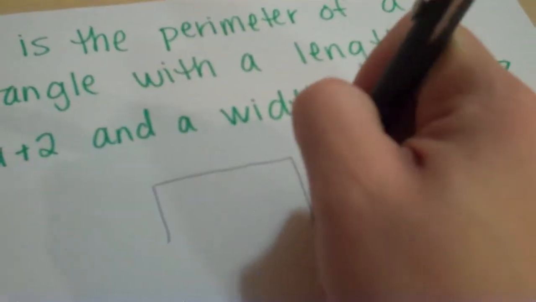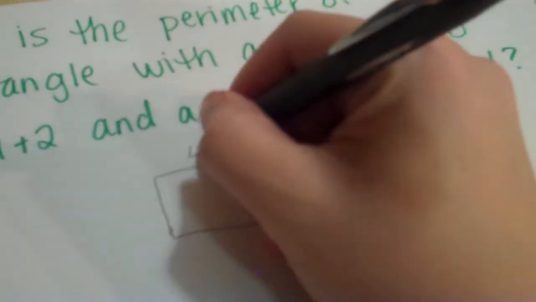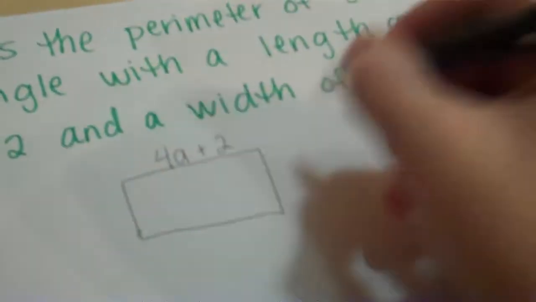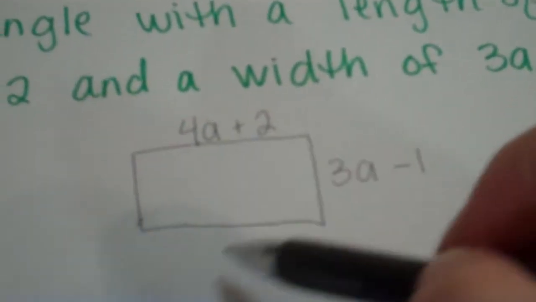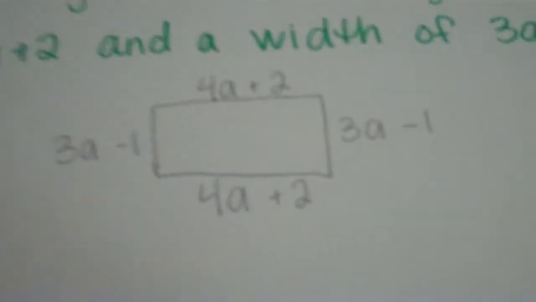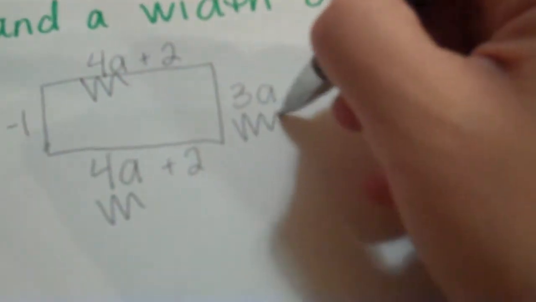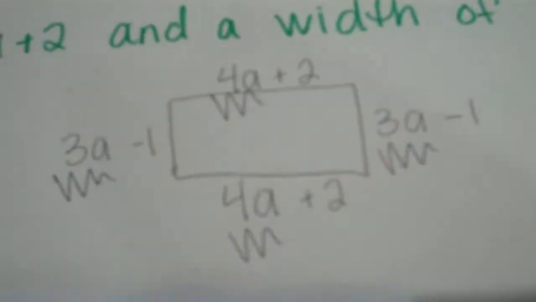All right, so first thing we're going to do is draw a rectangle. And we're going to put 4a plus 2 and 3a minus 1. Then if you remember, if that's 4a plus 2, then this right here is 4a plus 2. And then this would be 3a minus 1. Okay? We combine our a's. So you do 4, 4, 3, and 3. You can add them all up in the calculator. I don't have my calculator, so I'm just going to do, 4 and 3 is 7, and then another 7 would be 14. So I have 14 a's.